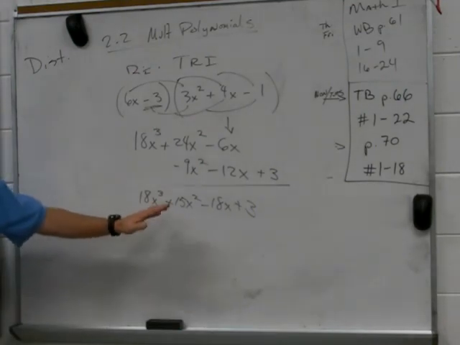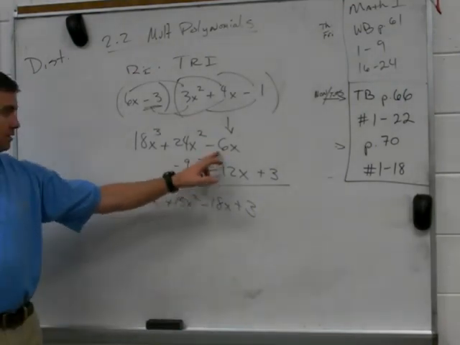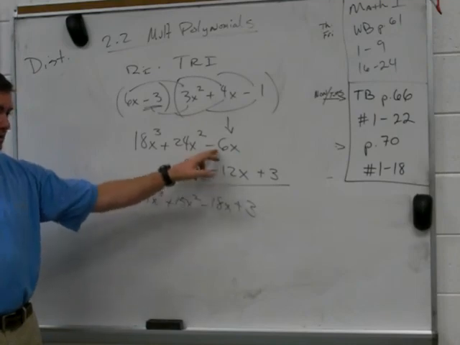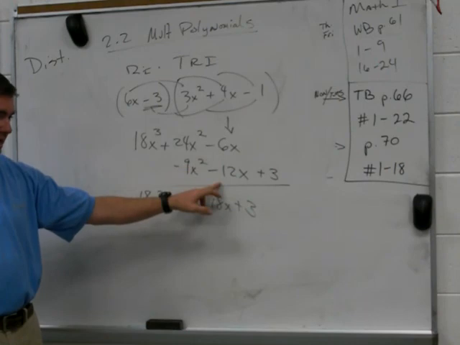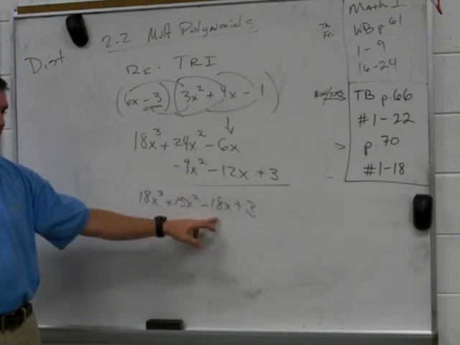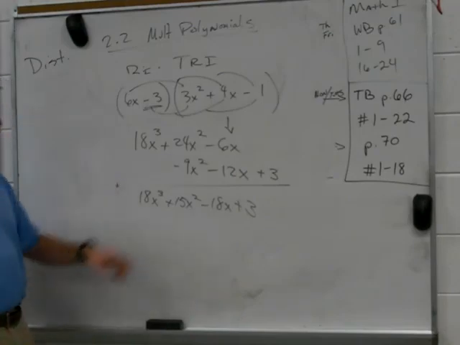Which one? I'm adding. From here to here, I'm adding. Negative 6x minus 12x will be negative 18x. You're adding those two together. Negative and negative.